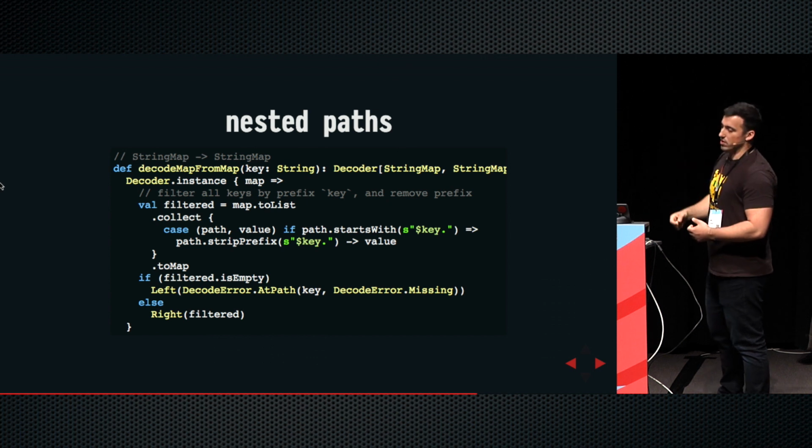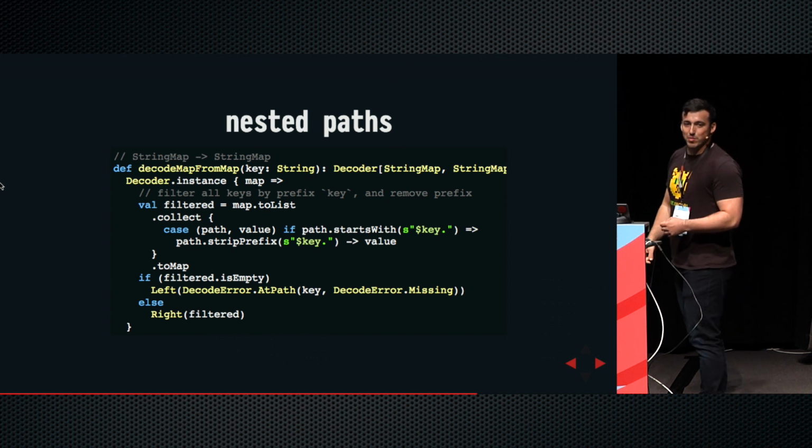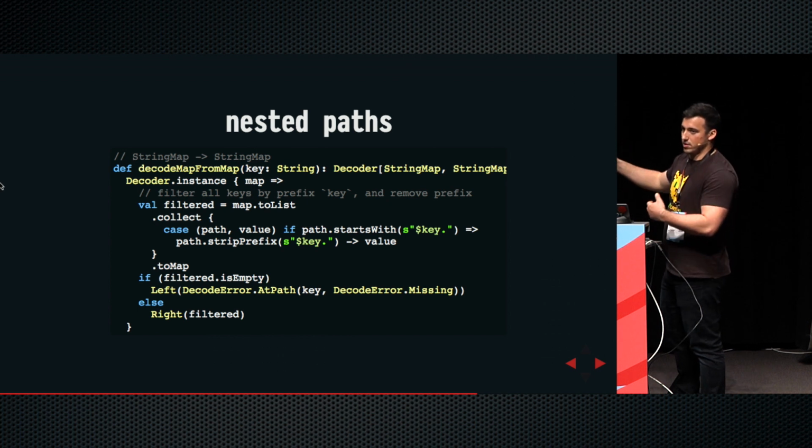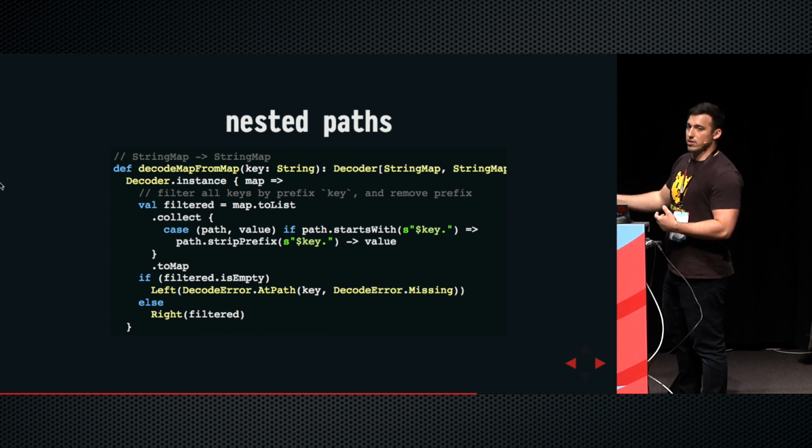And this is not the most efficient implementation of that. It's just an implementation of that. If the final map is empty, so if it filters and finds no results, it's going to tell you that the values are missing. Otherwise, it gives you the filtered results so that any other errors can be handled by decoders that occur after that.